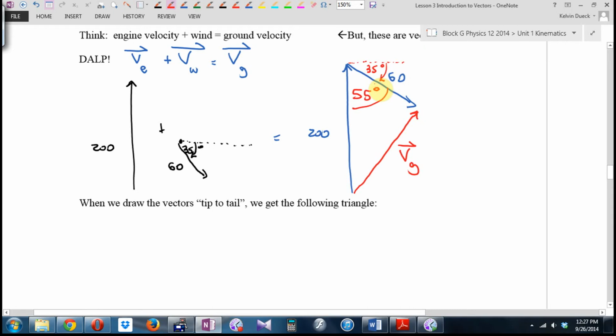Now I've got my triangle. I've got an angle inside. I've got two sides. Is this SOHCAHTOA? Is there a right angle? No. Is this sine law? No pair. You know what that means? What's left? Cosine law. Now, what's the cosine law? The cosine law, conveniently on my formula sheet, says c squared equals a squared plus b squared minus 2ab cosine big C.